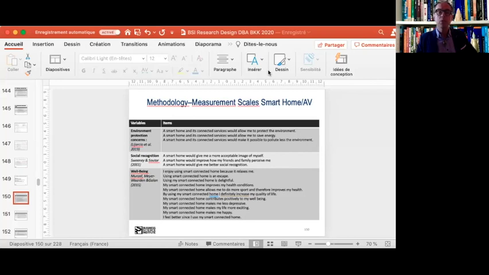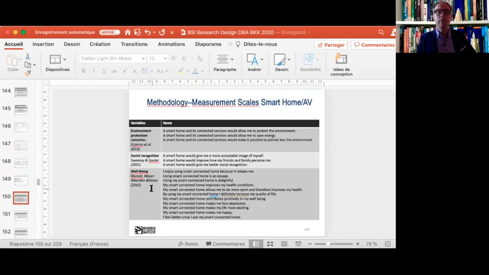Social recognition was measured with a scale coming from Sweeney and Soutar. A smart home would give me a more acceptable image of myself. A smart home or smart car would improve how my friends and family perceive me. A smart home would give me better social recognition.